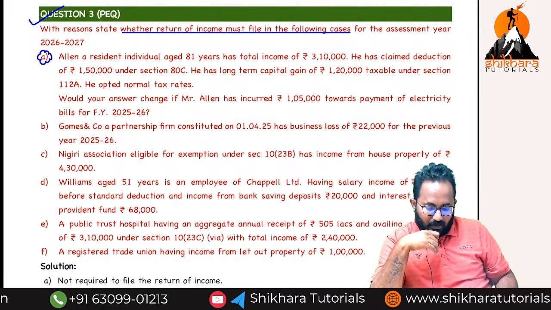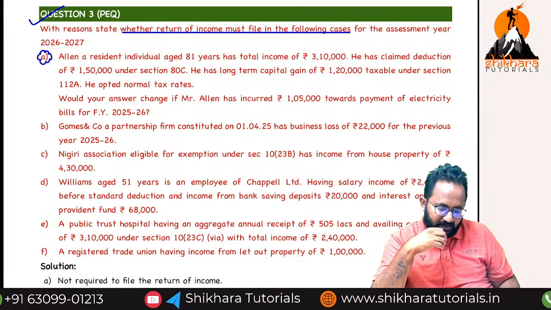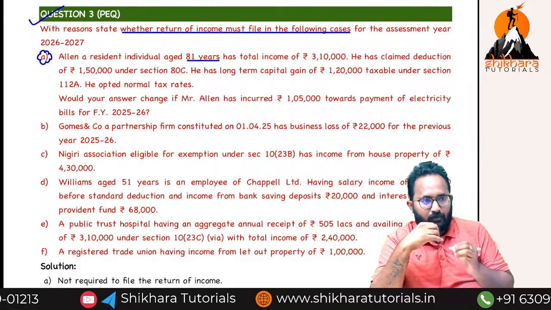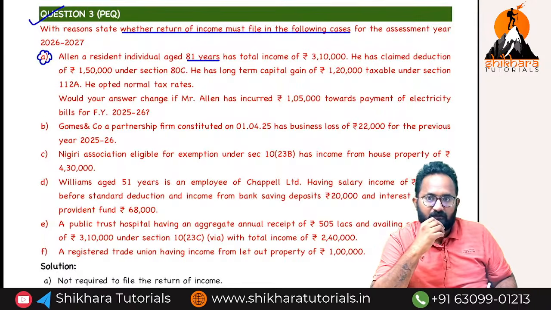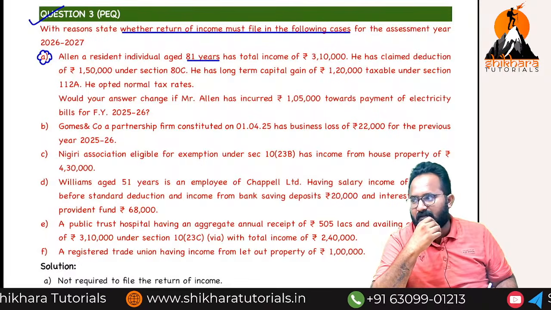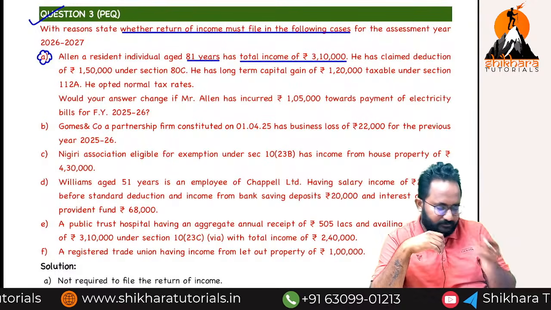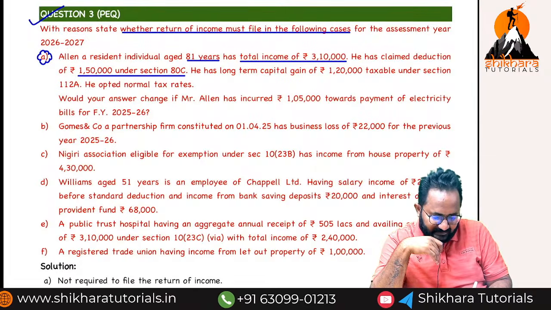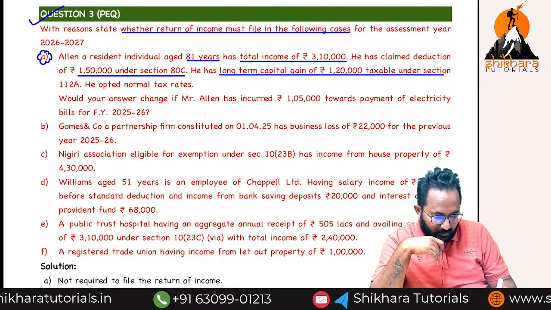Please read. Ellen is a resident individual. Aged how many years? 81 years. Remember, why is age important? If he is following the normal tax rate, his basic exemption limit will be 5 lakh. Otherwise, default tax regime means 4 lakh. Now, how much total income? 3 lakh 10,000. So he claimed chapter 6A deduction also under section 80DC, 1 lakh 50,000. And he has a long-term capital gain taxable under 112A.